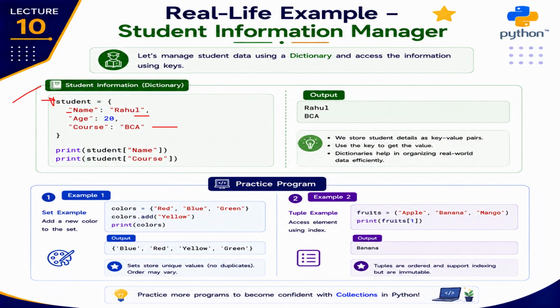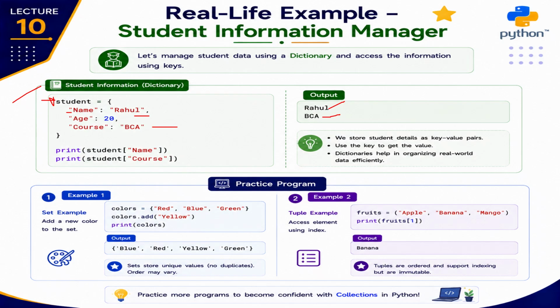Then two print statements are there. In the first print statement, we access the value of the name key, which gives us the output Rahul. In the second statement, we are accessing the value of the key course, which is giving us the output BCA. Now this shows how dictionaries allow us to store and retrieve real world information efficiently using keys.